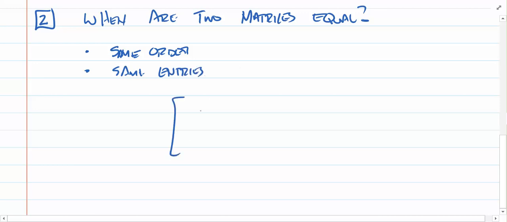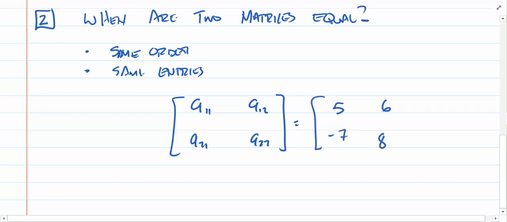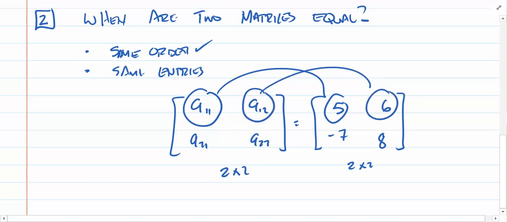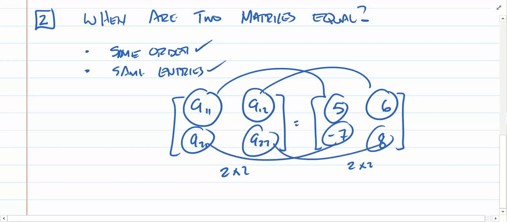As an example, if I had A with entries a11, a12, a21, a22 equal to this matrix, 5, 6, -7, and 8, what's the order of this? This is a 2 by 2, and this is also a 2 by 2, so that takes care of the same order. And then all entries must be the same, meaning that this position must correspond to that position. So a11 must be 5. This position must correspond to that position, and so on, all the way around. They would have to be the same value. So same order and same value.